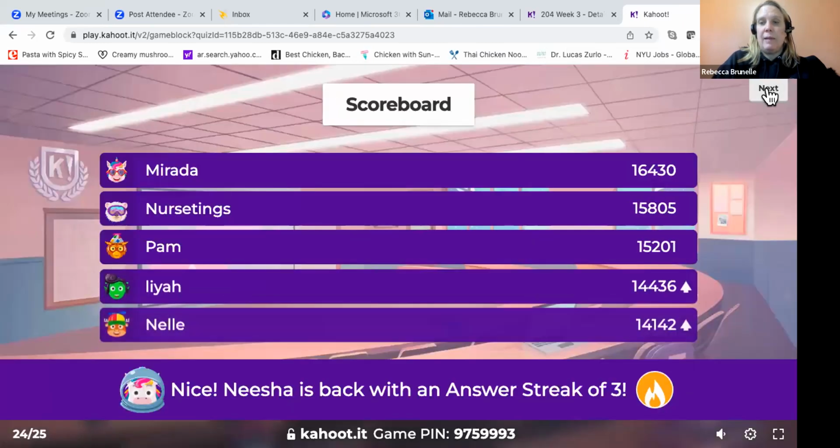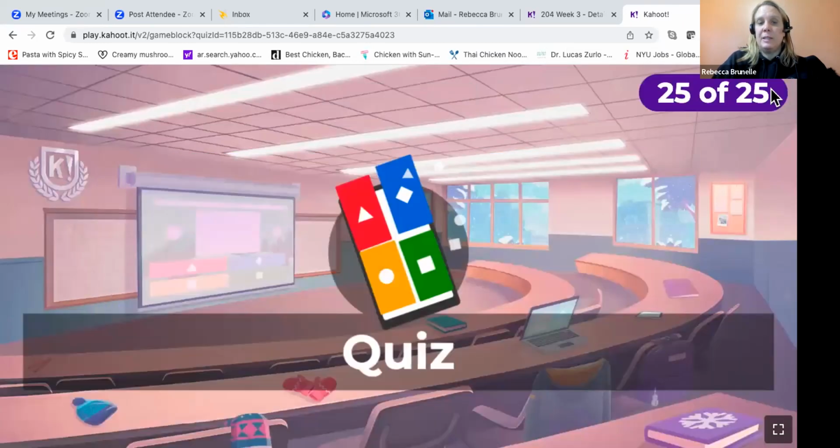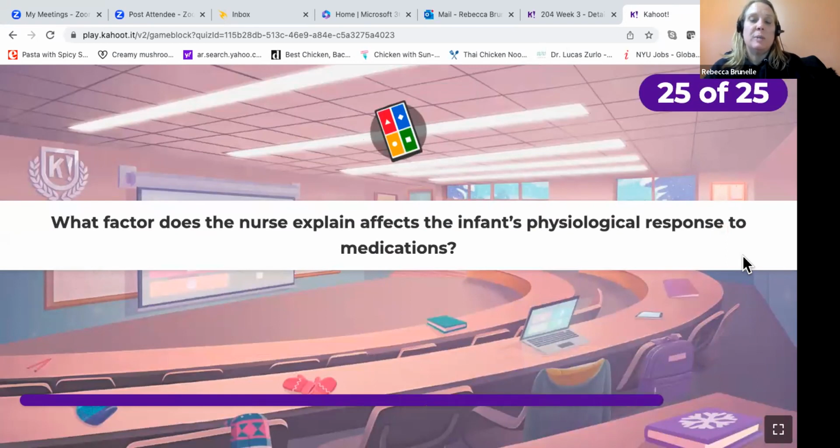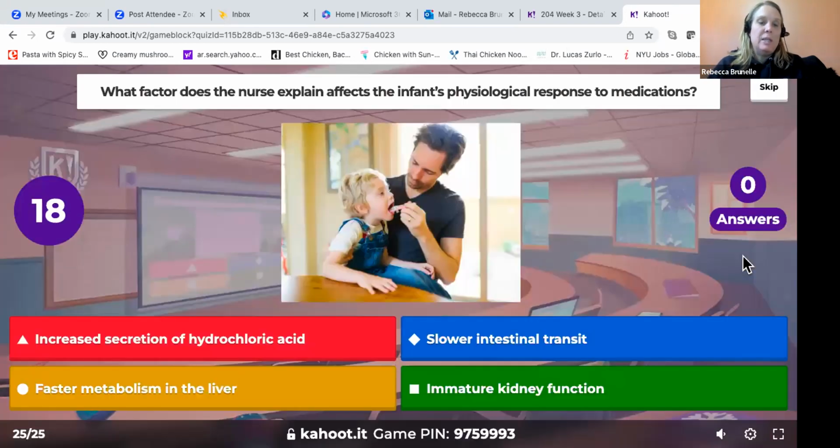Okay, last one. Which factor does the nurse explain affects the infant's physiological response to medications? Increased secretion of hydrochloric acid, faster metabolism in the liver, slower intestinal tract transit, or immature kidney function?